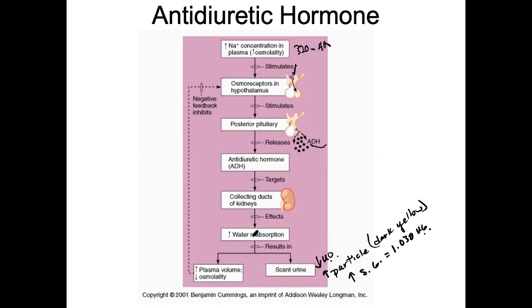So if you're reabsorbing water, you're not peeing it out. If you're not peeing it out, urine output drops. The amount of particles, because there's less water, there's technically, well, theoretically, I guess, more particles. That's going to be dark yellow, and so specific gravity is going to increase. If you're reabsorbing water, what happens to plasma? Plasma volume goes up and plasma particle concentration drops. So you're diluting plasma, right?